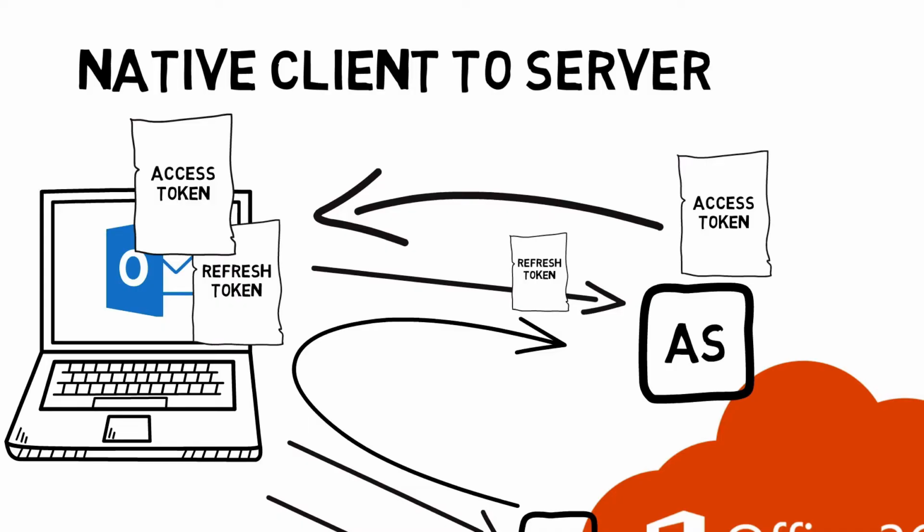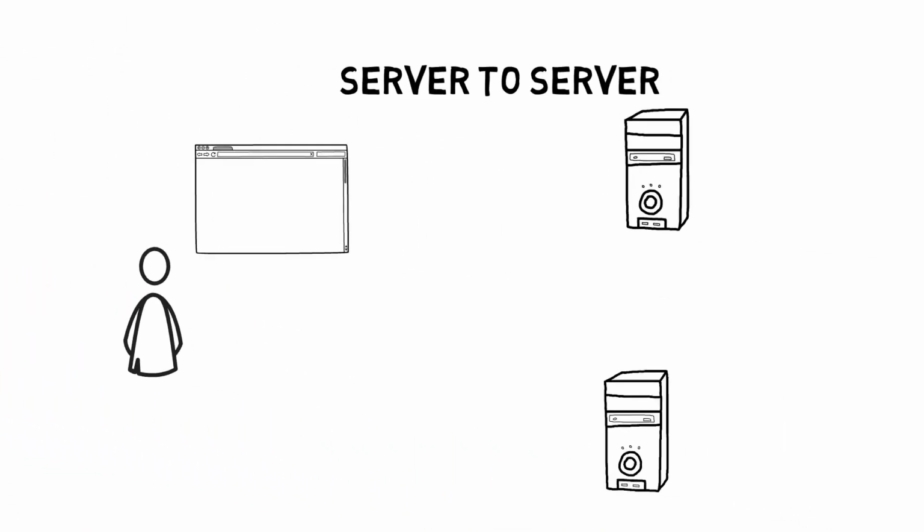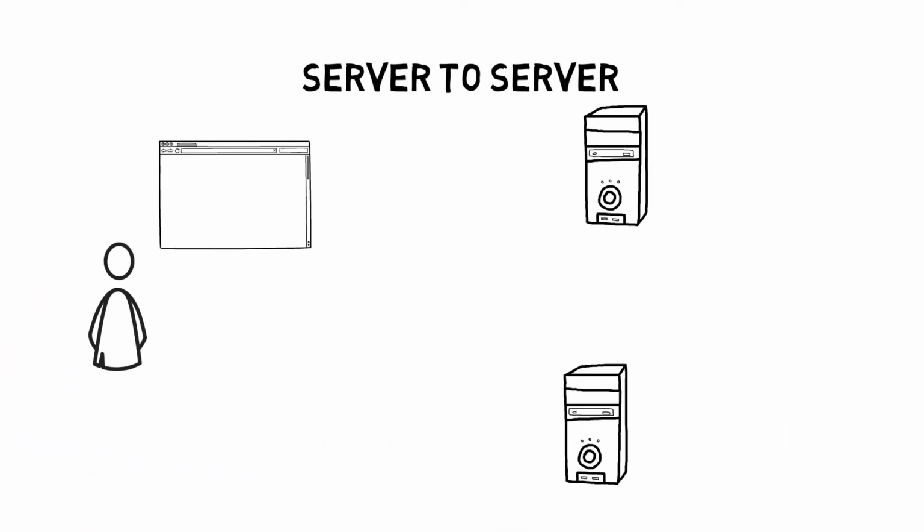But where OAuth 2.0 is also very common is in server-to-server communication, very much like my initial example of delegated authority. In this example, we have App 1 and 2. Application 1 is the client in the OAuth flow, and App 2 is both the authorization and resource server.